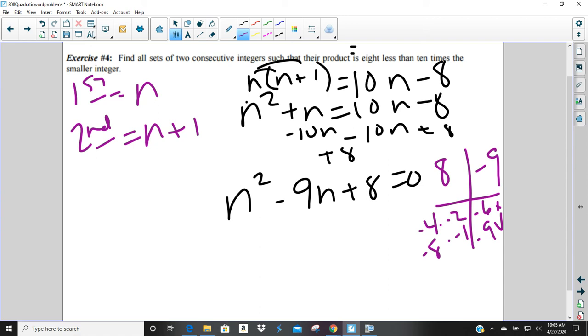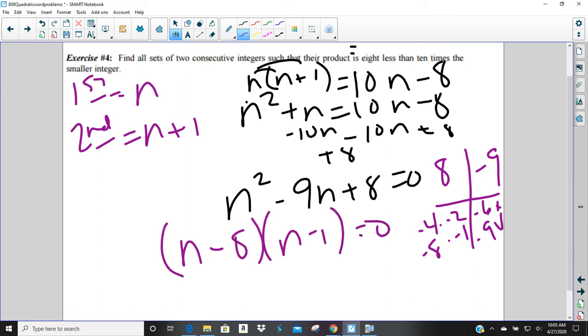So my two numbers I'm going to use are going to be n minus 8. Let me erase that. N minus 8, and we're going to use n minus 1 equals 0. Make your line down the middle. So therefore, n equals 8 and n equals 1.